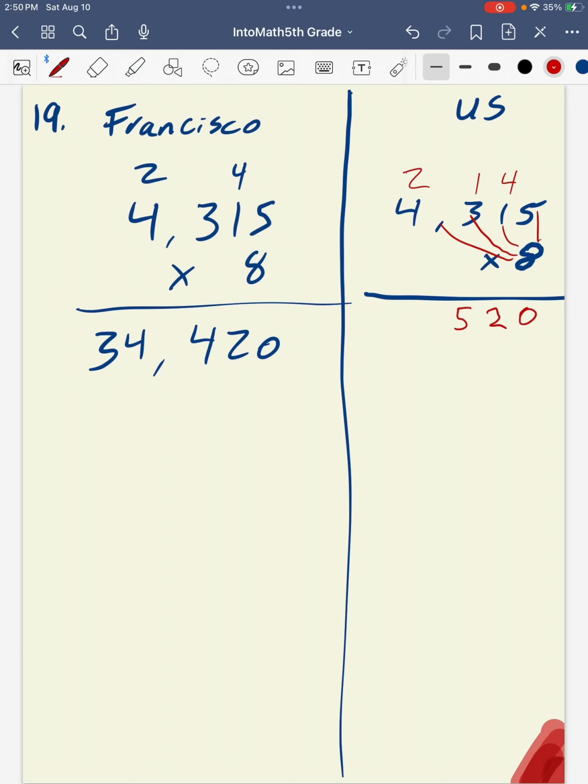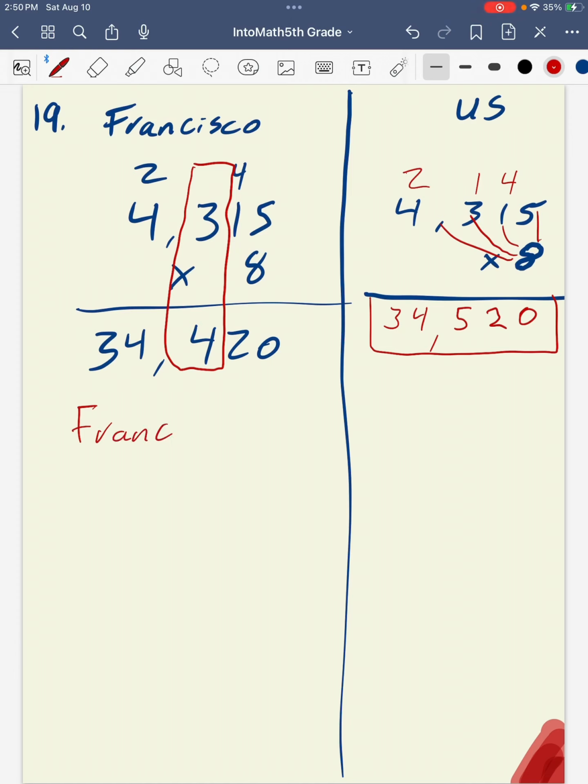Last, we do 8 times 4,000. 8 times 4 is 32 plus an additional 2 gives us 34. Our solution is 34,520. Whereas Francisco wound up with 34,420. The problem appears here in our hundreds category, where it looks as though Francisco did not regroup the additional 1 from our tens category.